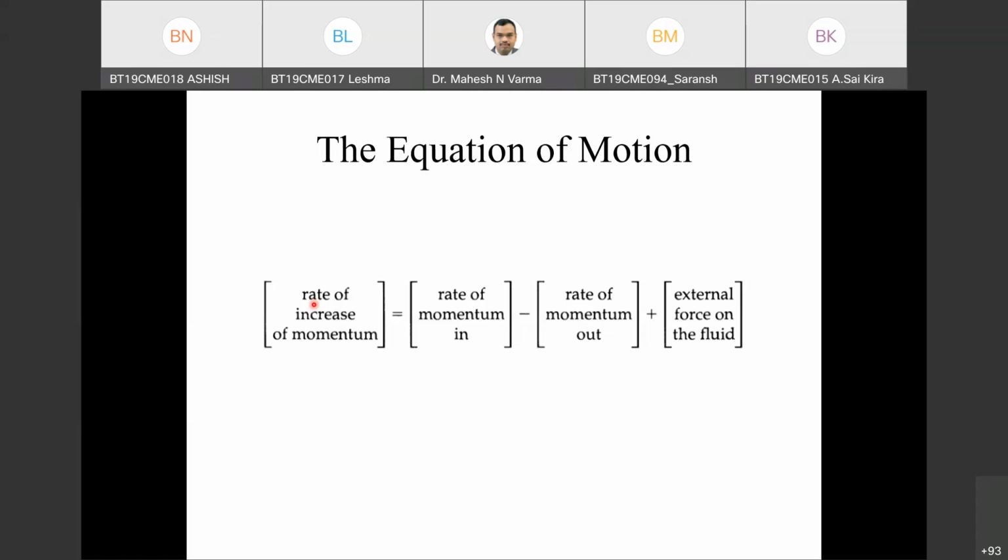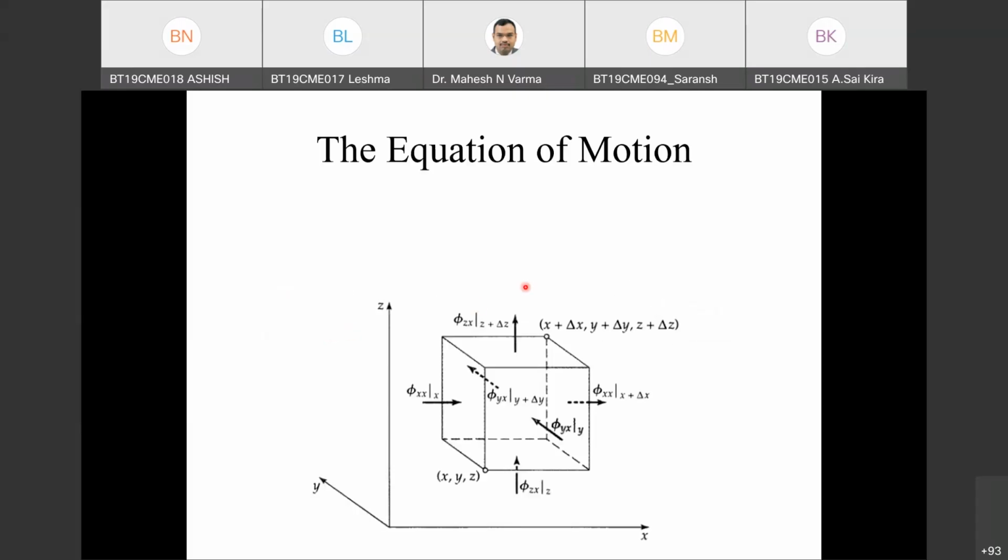So this will be dou by dou t, the change of momentum with respect to time. And how to get momentum? Momentum will be delta x, delta y, delta z, this is volume, multiplied by density, this will be mass, multiplied by Vx. That will be the rate of increase in momentum. So that will apply for x momentum. This is the balance for x momentum only.